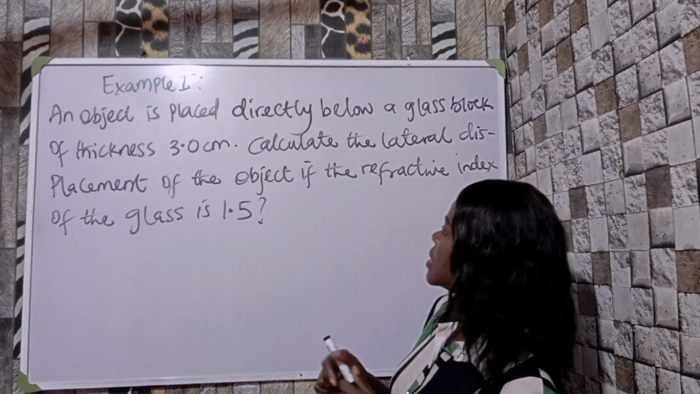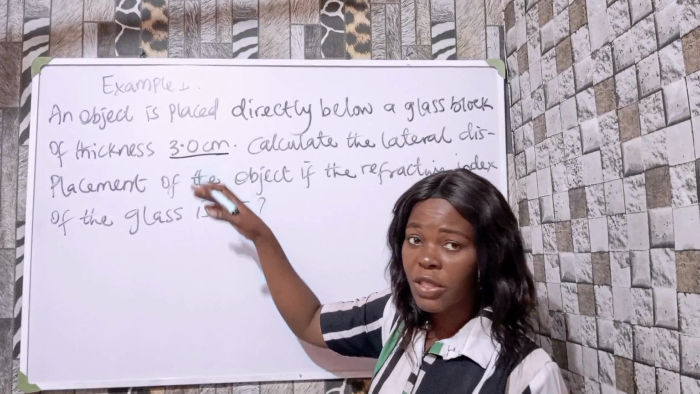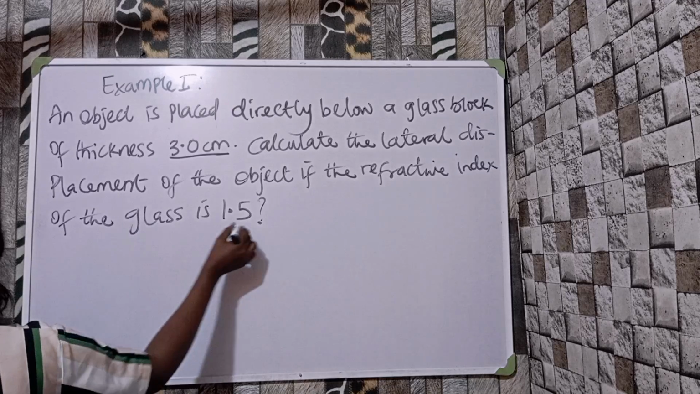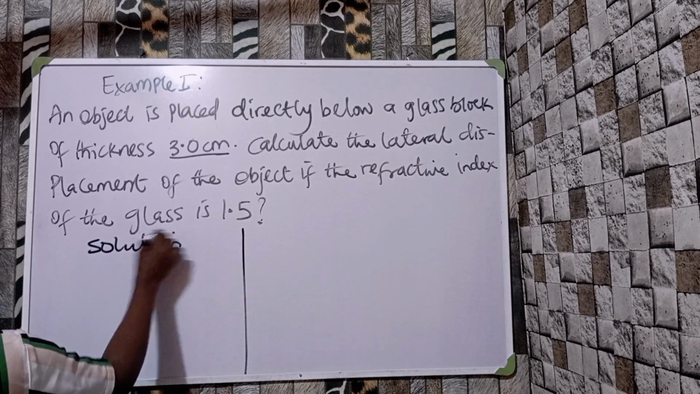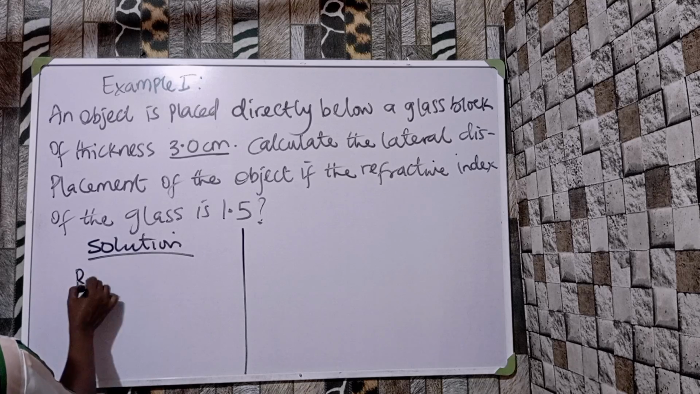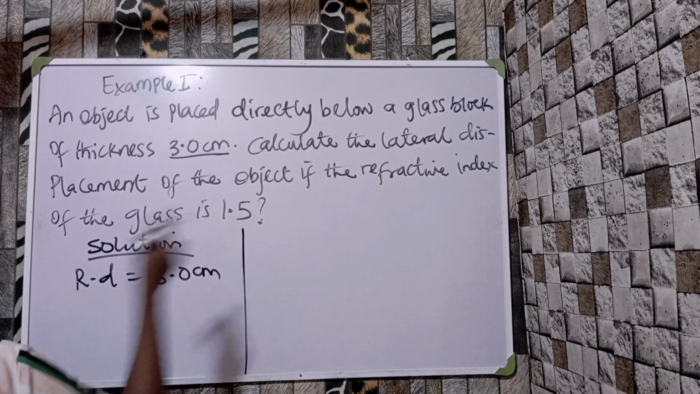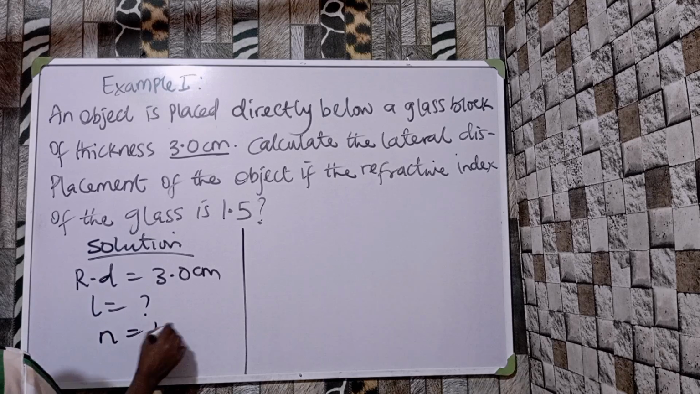Now this object, this is the thickness of the object, that is the real depth of the object, okay? So we are going to do it this way. We say real depth solution, real depth is equals to 3.0 centimeter. We're looking for lateral displacement, okay, that is our L. Then we have refractive index to be 1.5, all right.